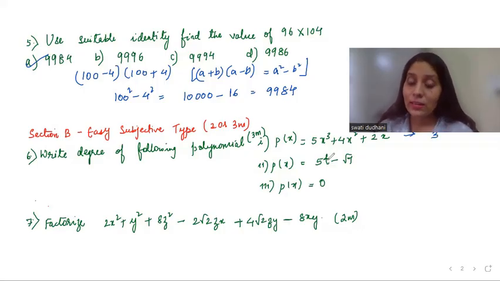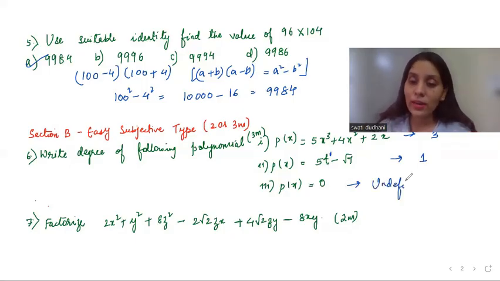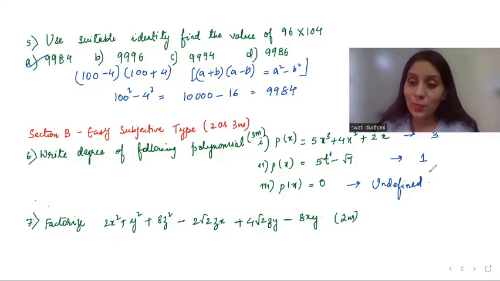Now here the power is 1. So the degree is 1. Now the polynomial is 0. So this is the 0 polynomial. For the 0 polynomial, we have already discussed, the degree is always undefined. Very important. It might come in MCQs also. For the 0 polynomial, the degree is undefined. For a constant polynomial, the degree is 0.